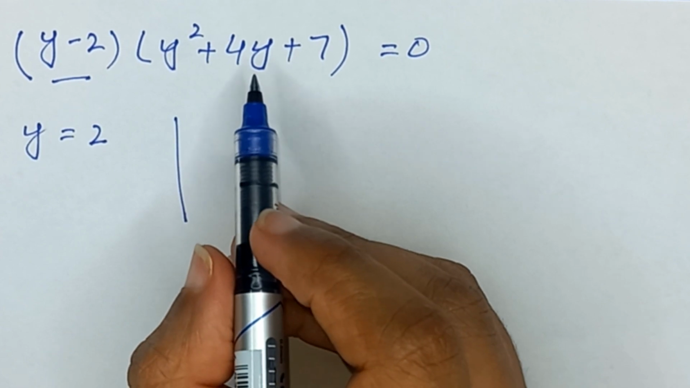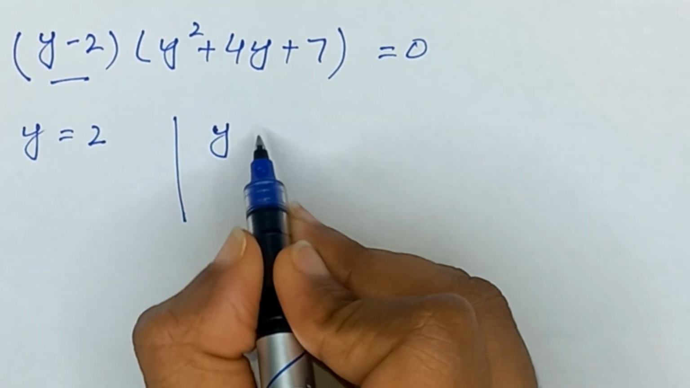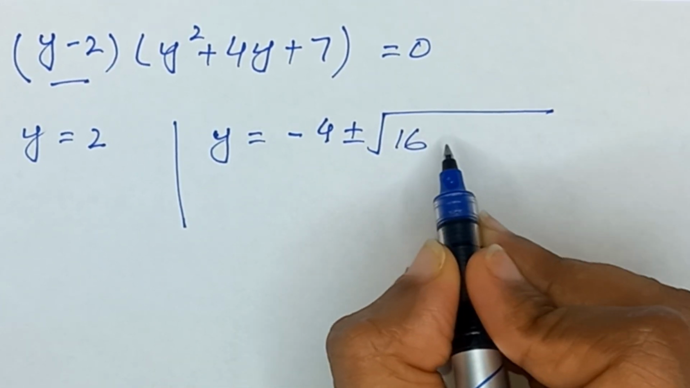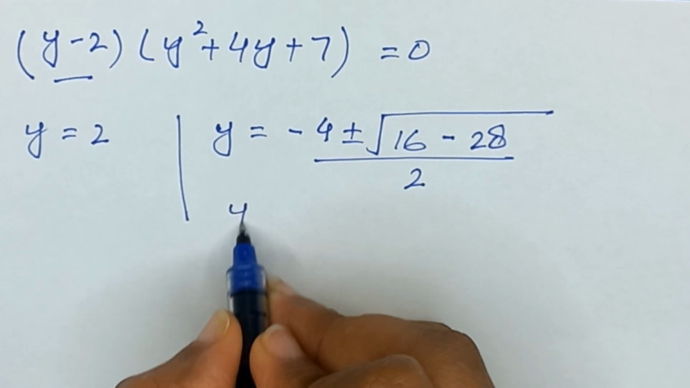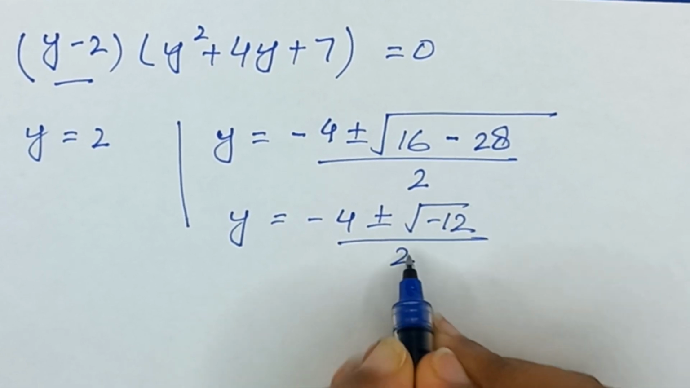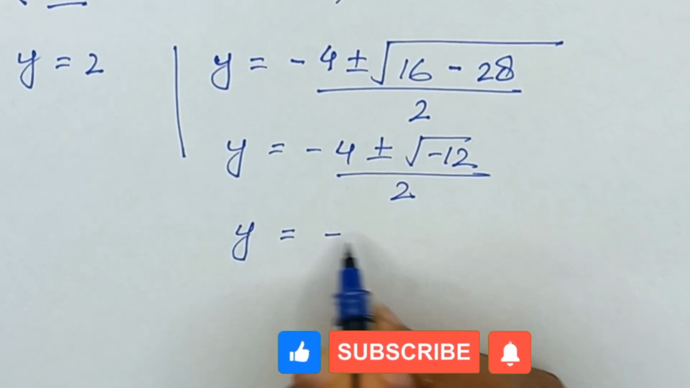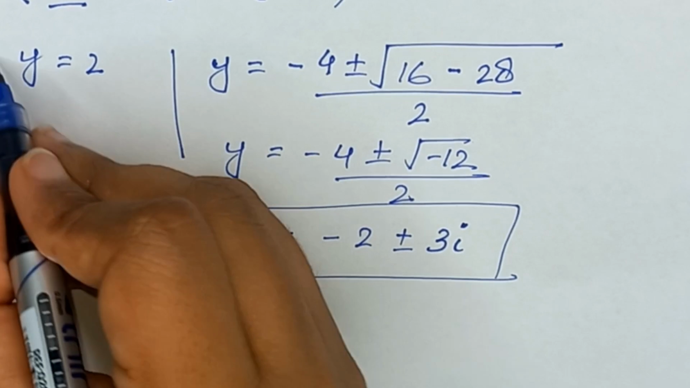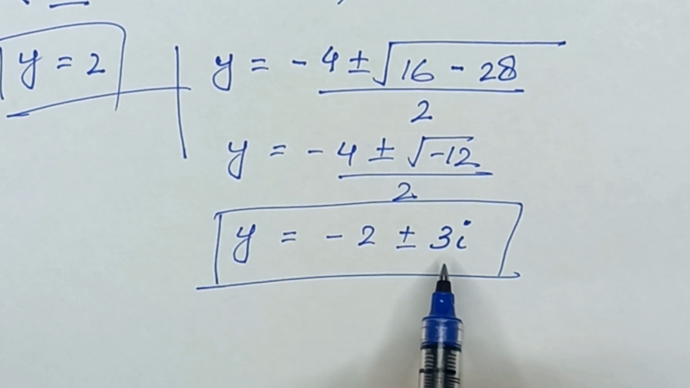Now we'll solve this equation y square plus 4y plus 7 with the quadratic formula. So when I apply the quadratic formula, it will be negative 4 plus minus square root of b square 16 minus 4ac, so 4 times 7 is 28, divided by 2. Then y will be equal to negative 4 plus minus square root of negative 12 divided by 2. When I simplify it, it will become y is equal to negative 2 plus minus 3 iota. So here we have three values of y, which are 2, and negative 2 plus minus 3 iota.